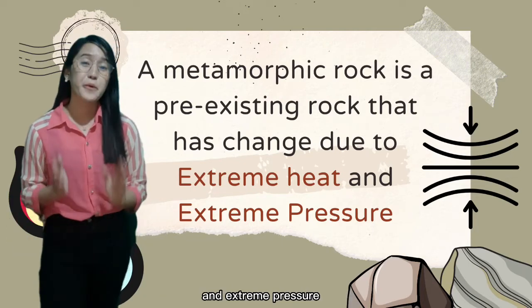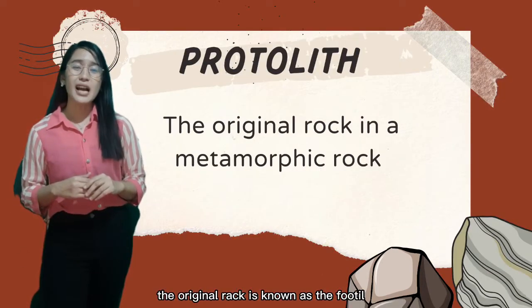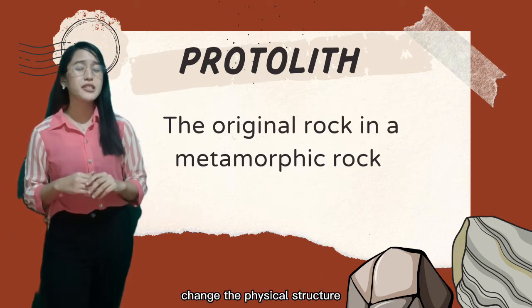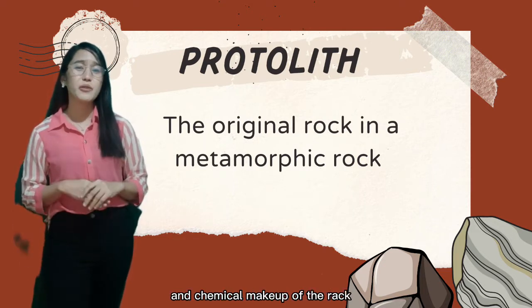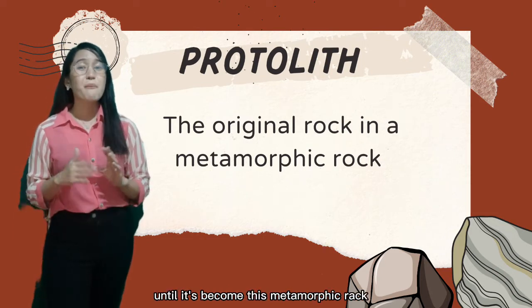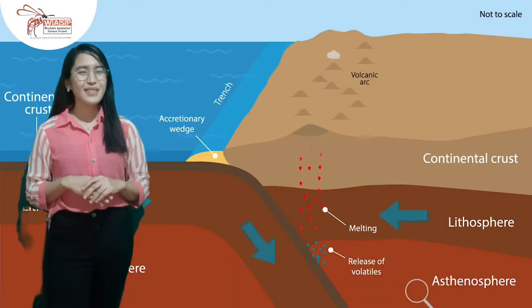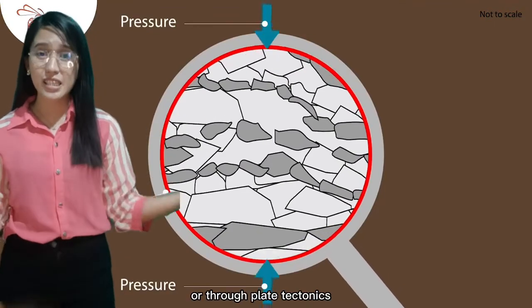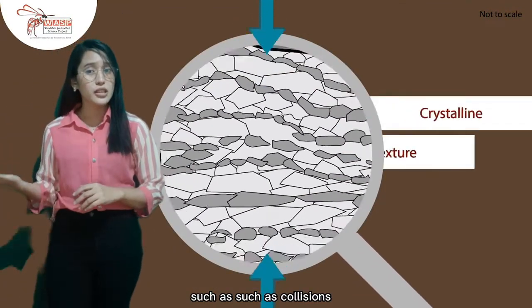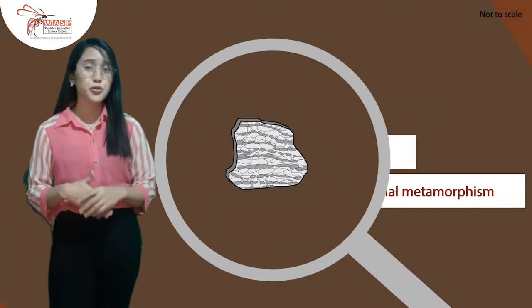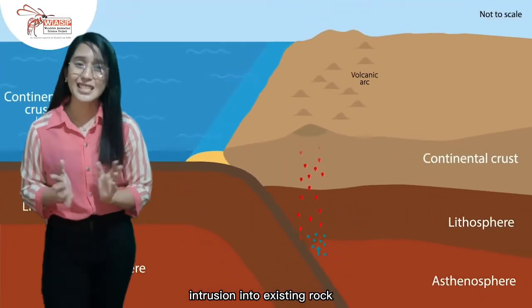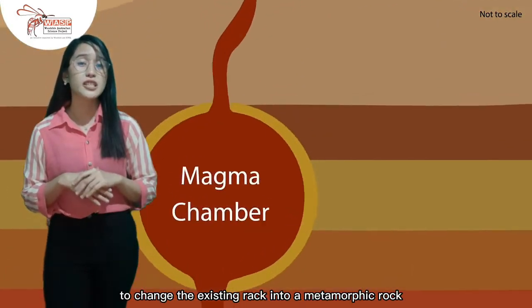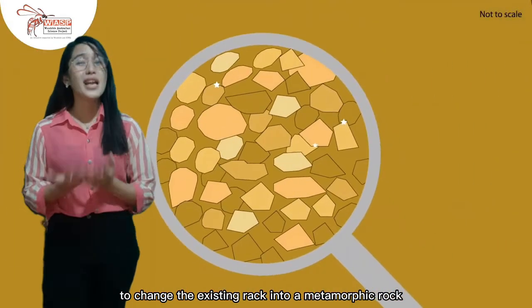and extreme pressure. The original rock is known as the protolith, and the extreme heat and pressure change the physical structure and chemical makeup of the rock until it becomes a metamorphic rock. Metamorphic rock can be formed deep in the earth's crust, through plate tectonics such as collisions, or through magma intrusion into existing rock. All of these processes increase the heat or the pressure to change the existing rock into a metamorphic rock.